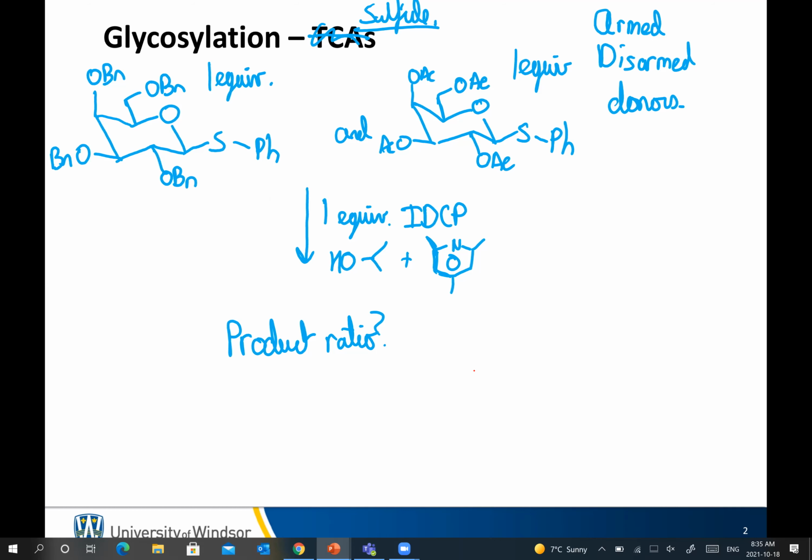Okay, so what I'm going to say is it doesn't change the rate at which we add the iodine from the IDCP significantly. So we can activate both of these. It doesn't make a huge difference there. In both cases, these are both beta, so they're both going to have to flip to the right half chair. I guess you always have to flip to the right half chair to expel them. And we're going to go through an oxocarbenium in both cases.